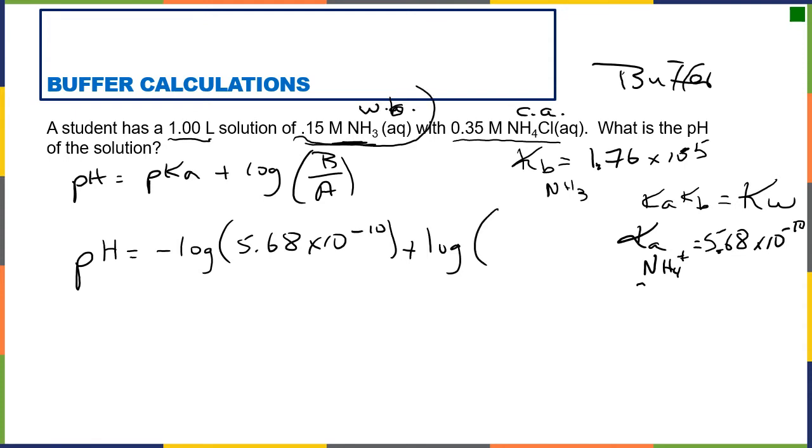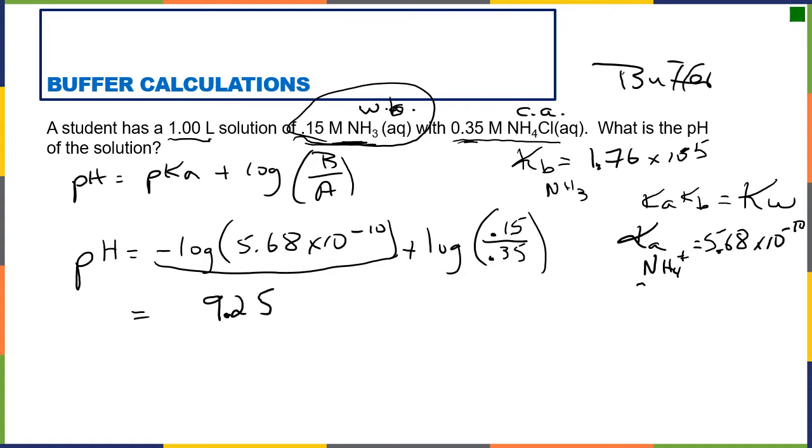And all we have to do is go up here and identify which one is the base. It's ammonia. We're going to put in 0.15 divided by the concentration of the acid, which is 0.35. When we do our pKa here, we're going to get pKa is equal to 9.25. When we do the log of the base over the acid and combine these, we're going to get our total pH equal to 8.88. It is going to be a little less than the pKa, the pH if these were 1 to 1, because we have more of the conjugate acid than we have of the weak base.